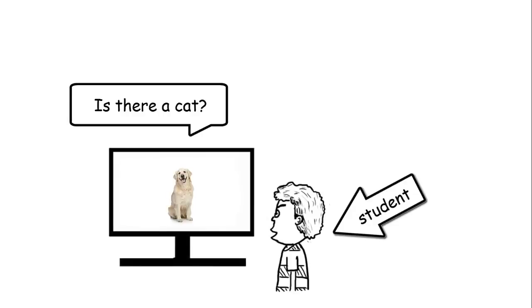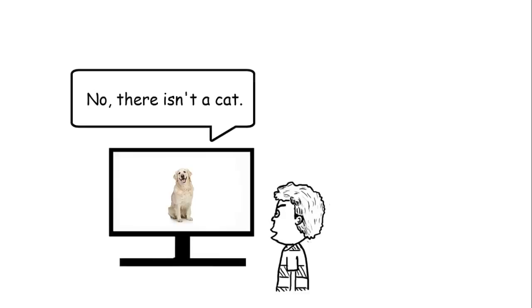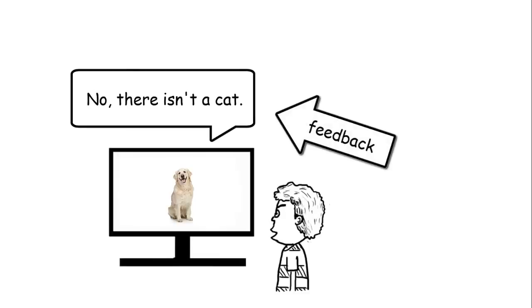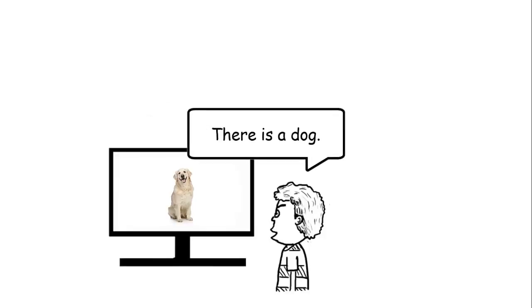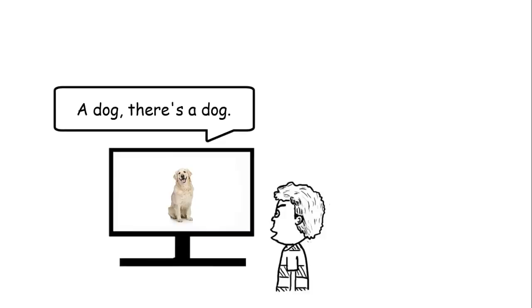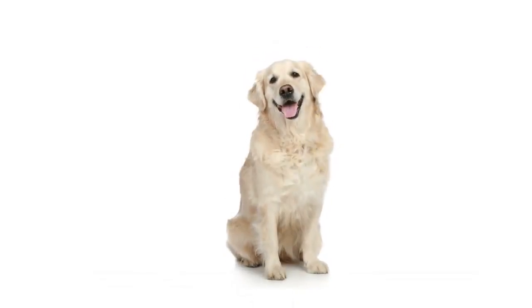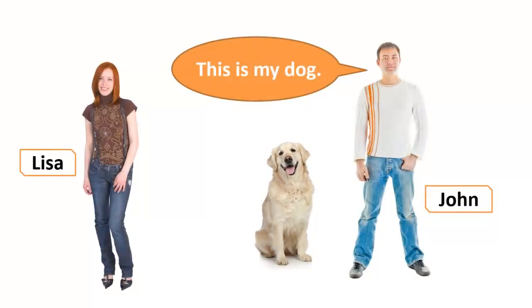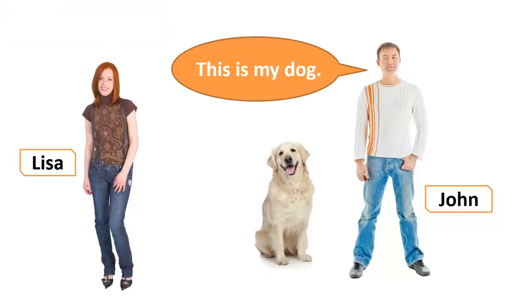Is there a cat? No, there is not cat. No, there isn't a cat. What is there? There is a dog. A dog. There's a dog. Does Lisa own the dog? No, Lisa doesn't own the dog. No, she doesn't. Lisa doesn't own the dog. Who owns the dog then?